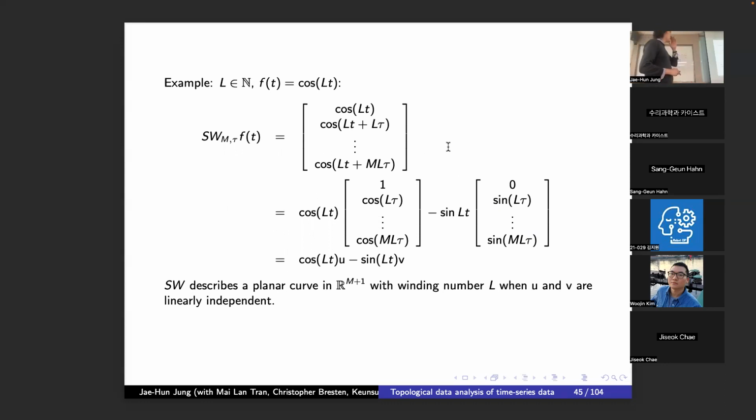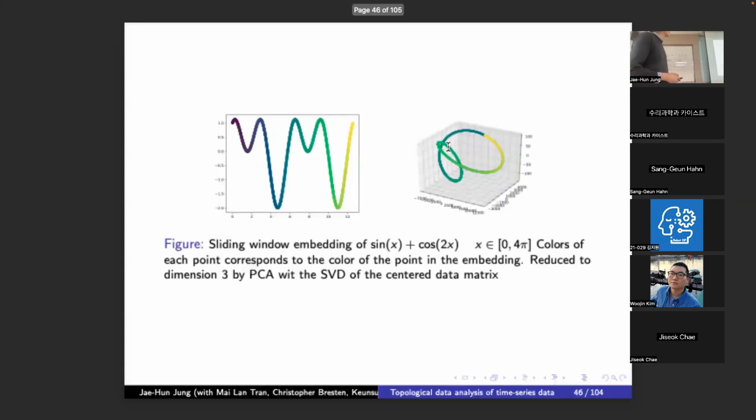U and v are not necessarily linearly independent yet. For some value of m and tau, they could be linearly independent. So this is the one. And then suppose that you have a sine and cosine in physical space, and then this is the embedding space. As you see, there are some cycle structures.